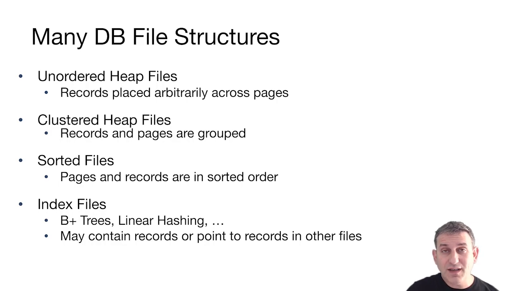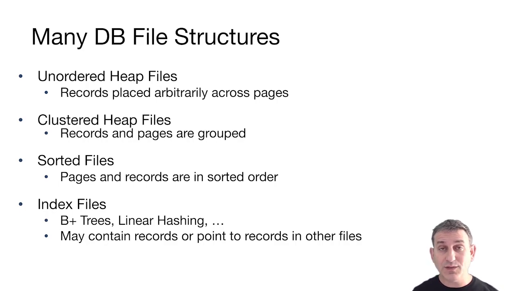Now, files themselves in the database can be structured in a variety of ways. There's unordered, what are sometimes called heap files, where records are placed arbitrarily across the pages in no particular order. Another option is to have clustered heap files, where the records and pages are grouped into records of similar values. We'll talk about all these things in more detail soon. I just wanted to give you a sense of them. We also have, in principle, sorted files, where the pages and the records are kept in a particular sort order.